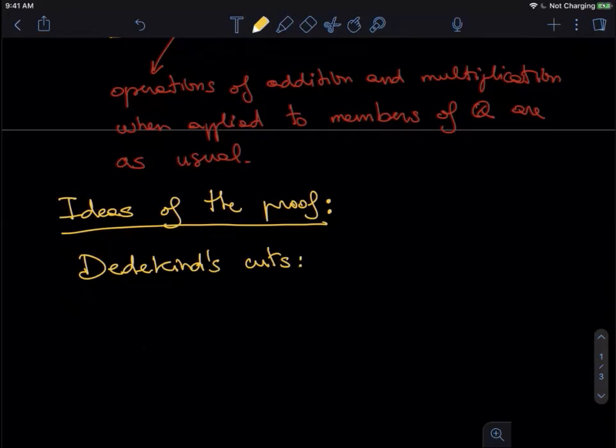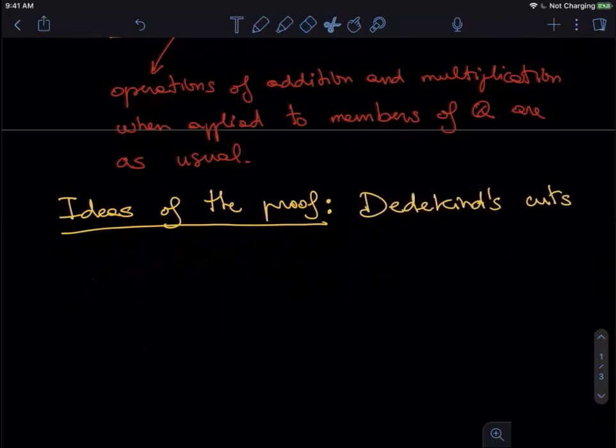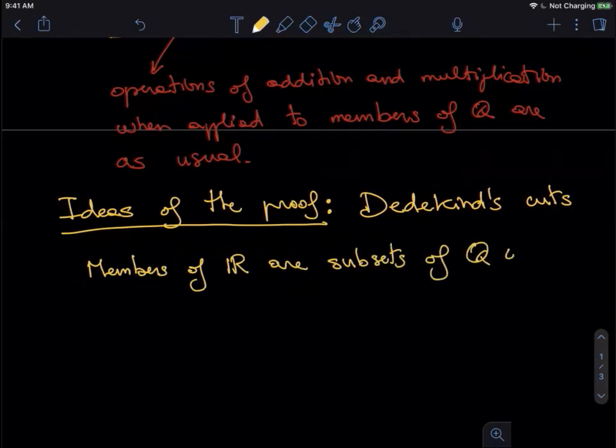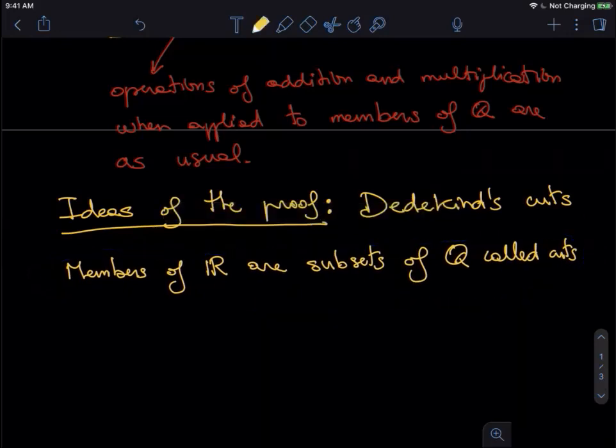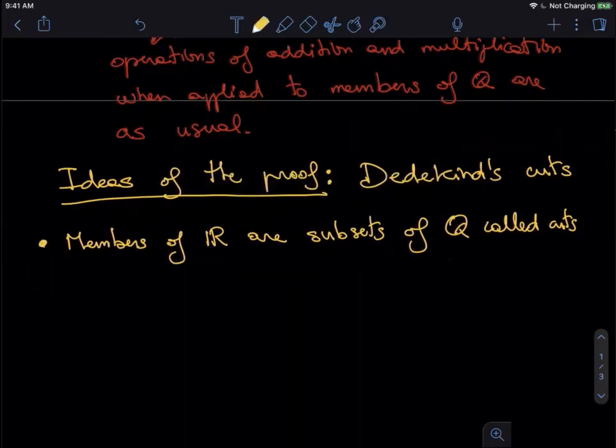So this is the way we are going to define the real numbers. The members of R are subsets of the rationals called cuts. Okay, and what is a cut? Well, it's basically what it looks like.